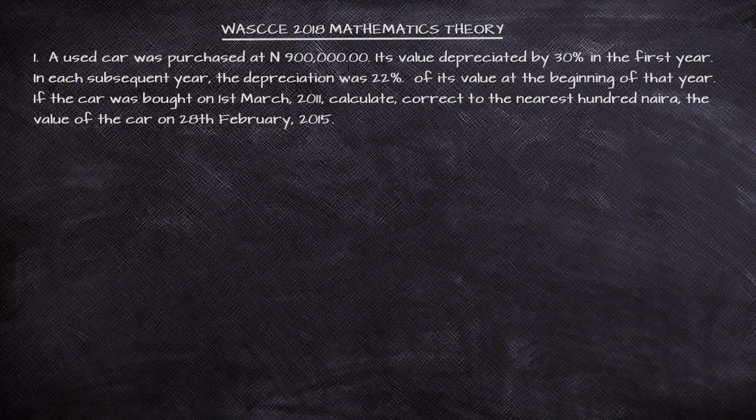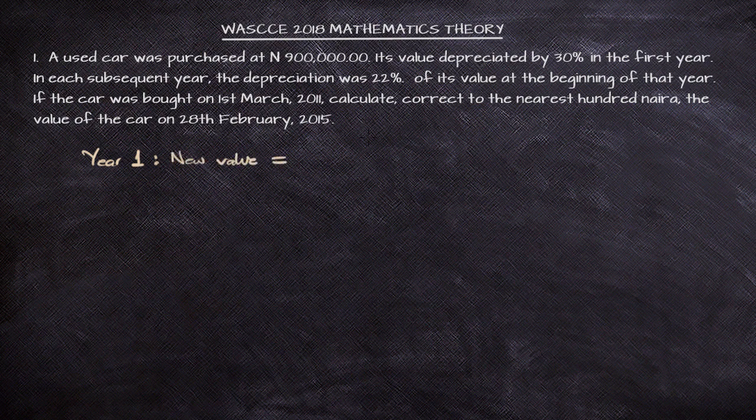We are looking at a used car that was purchased at 900,000 naira and its value depreciated by 30% in the first year, and in each subsequent year, the depreciation was 22% of the value at the beginning of that year. So, if it is bought in March 2011, we have to find the value of the car by February 2015. Now, in year 1, there is a 30% depreciation.